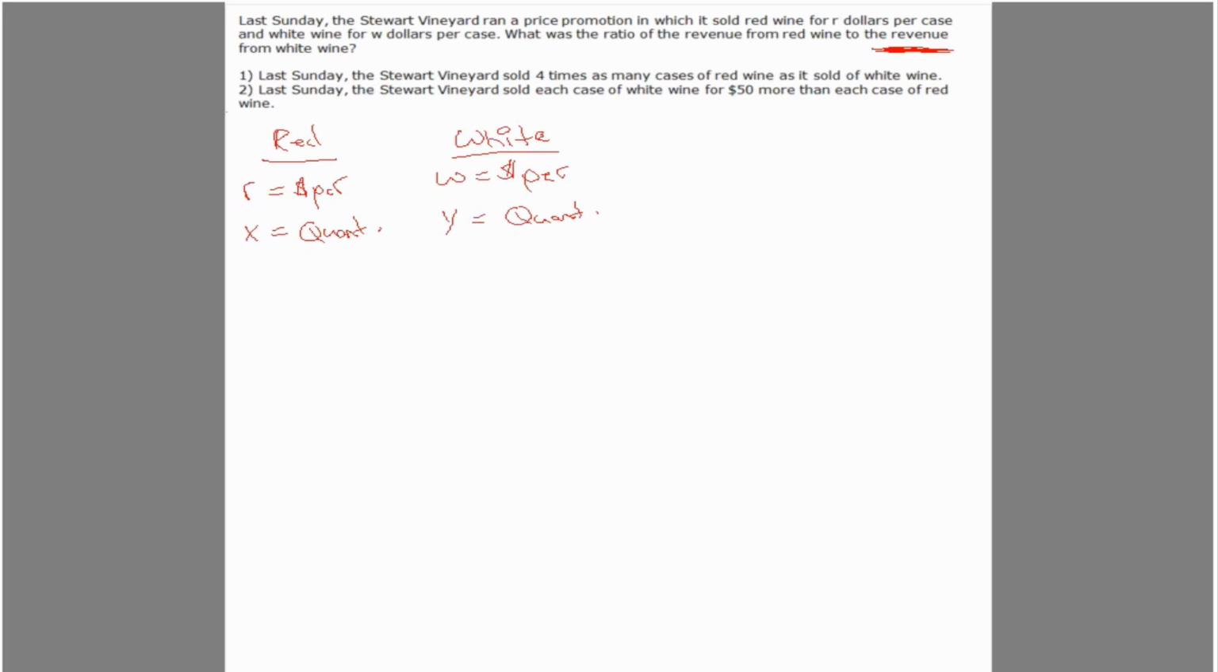Now, what does that mean? Well, if it says what's the ratio of revenue from red to white, we have Rx over WY is equal to what? So the goal is what we did in the last question. Nothing has really changed here. We need to get everything in terms of the same variable and see if the variables will drop.